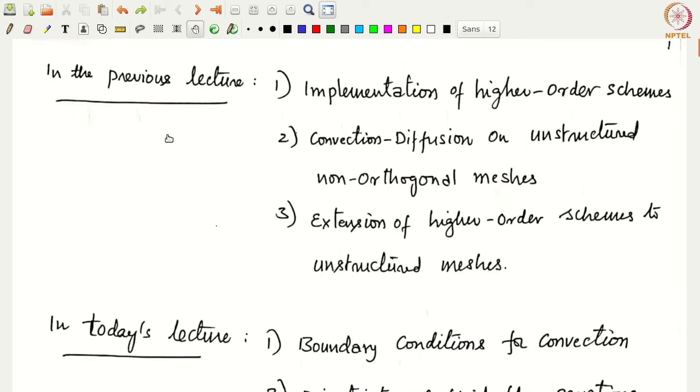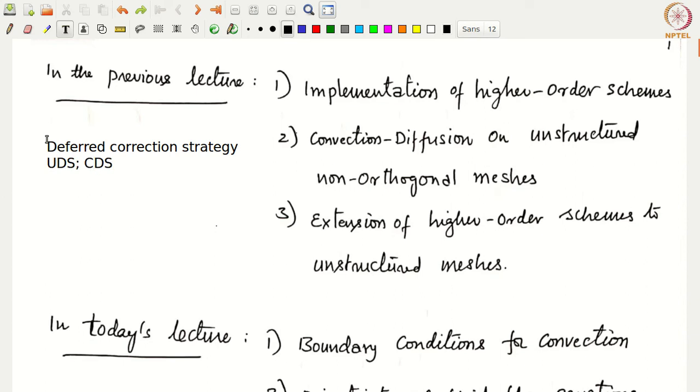So let's get started. In the previous lecture, we looked at the implementation of higher order schemes, whether on a structured mesh or on an unstructured mesh, essentially using the deferred correction strategy. And then we looked at convection diffusion on unstructured non-orthogonal meshes. Essentially, how do we go about solving convection diffusion? We formulated the equations for both the upwind difference scheme as well as the central difference scheme.